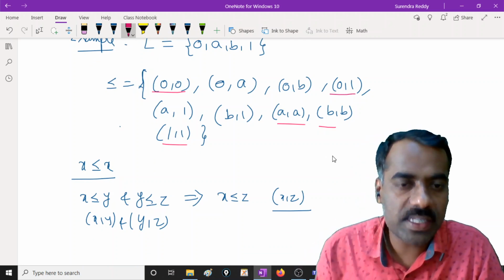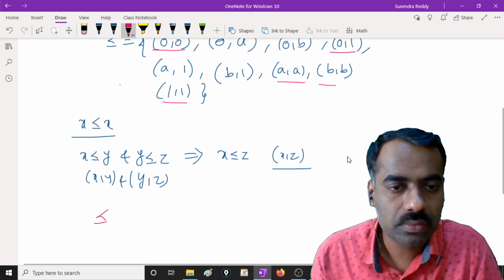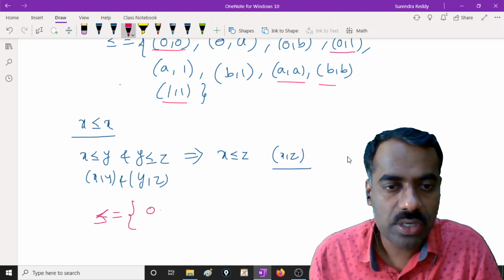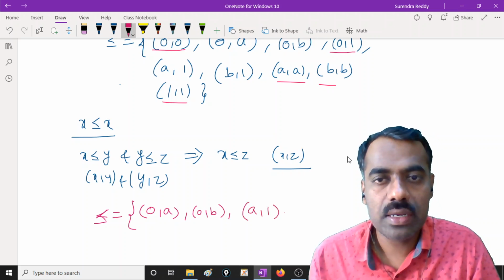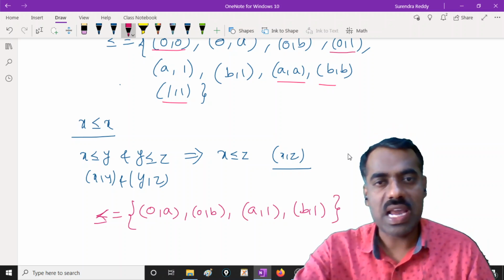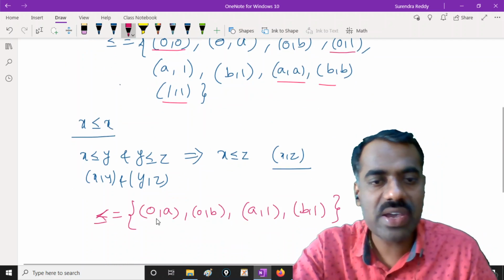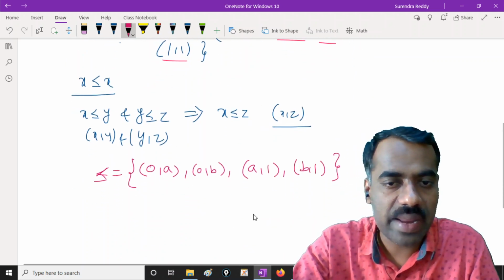Okay, so you can write this as this relation: 0 comma a, 0 comma b, and a comma 1, b comma 1. Earlier we had 9 elements, and now we have reduced to just 4 elements. So this lattice we can represent in this way.